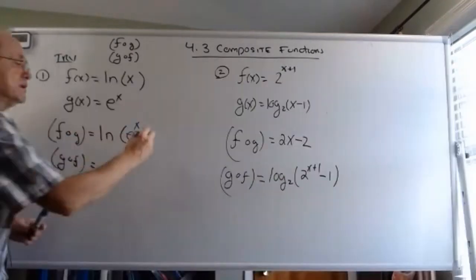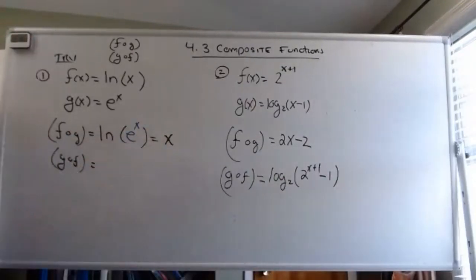So here's my function. F is the natural log of the input. What am I putting in for g? I'm putting in e to the x. These are defined to be inverse functions of each other. They cancel each other out. The natural log of the exponential just gives me the input.